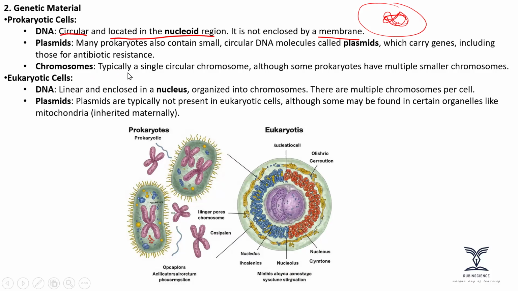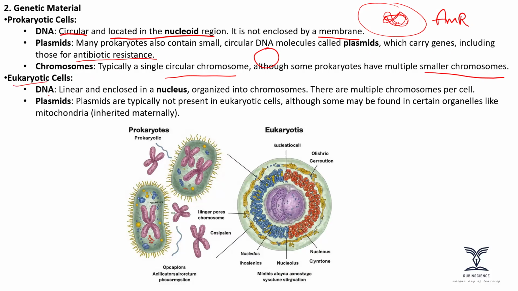So what is a plasmid? A plasmid is generally a circular DNA molecule which helps in gene carrying. They also carry the antibiotic resistance genes and everything. Nowadays we are hearing about AMR, that is antimicrobial resistance, for that. And the chromosomes are typically singular, and some prokaryotes have multiple smaller chromosomes also.